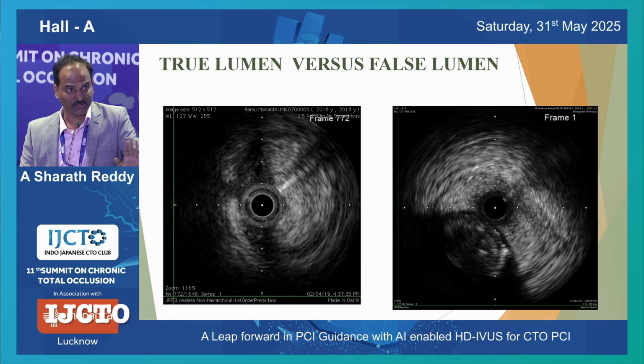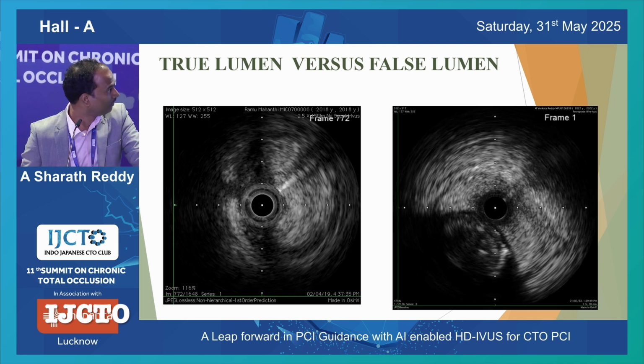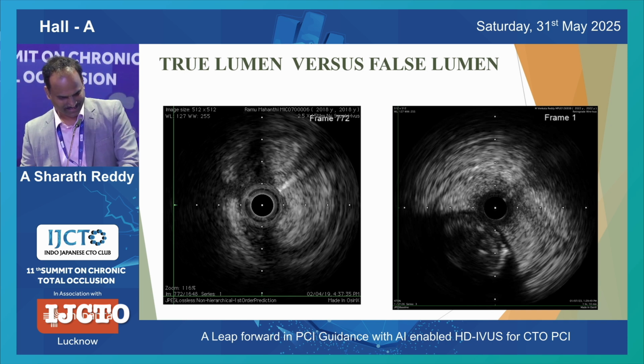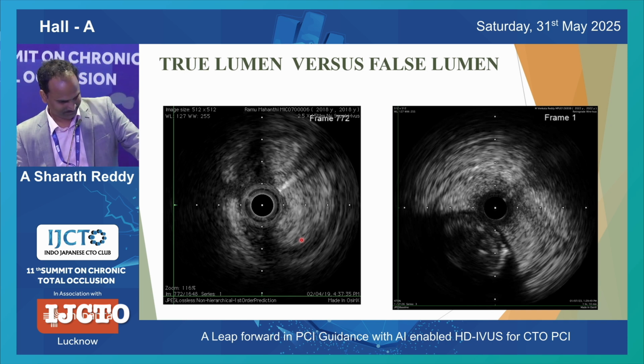Can you use the marker, please, to point out the difference between the two pictures? You have a pointer with you. Just use the pointer to point out where the false lumen is on both images. Sorry, the arrow is visible. Okay. Yeah, see, this is the false lumen here, and this is a true lumen.